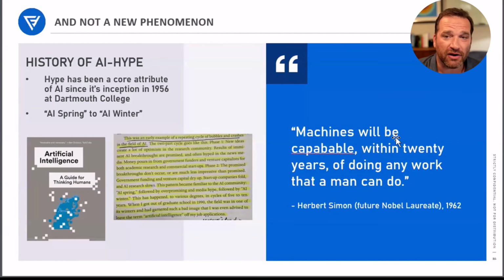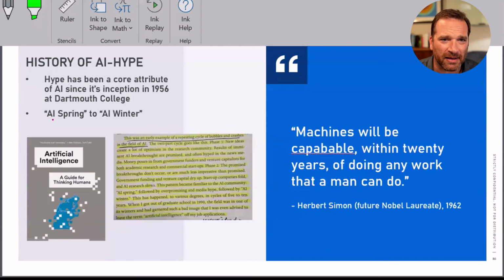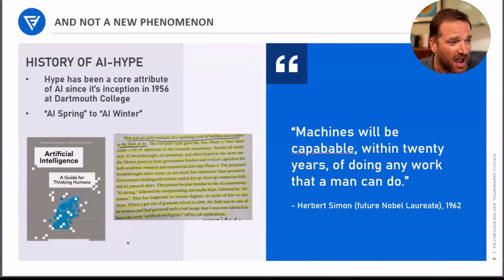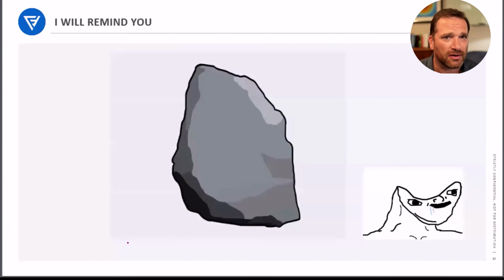So when you hear these very confident sounding statements that machines will be capable within 20 years of doing any work that a man can do, that sounds like a current statement, but it was actually made in 1962 by Herbert Simon, a future Nobel laureate. I really enjoyed the book Artificial Intelligence: A Guide for Thinking Humans. It walks through the history of the AI hype cycle from spring to winter. And a lot of what we're faced with right now is nothing new in direction.